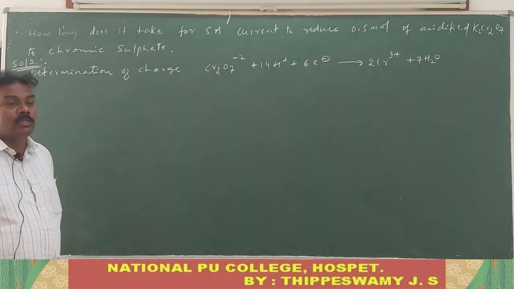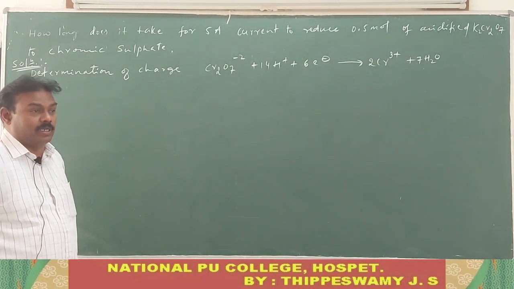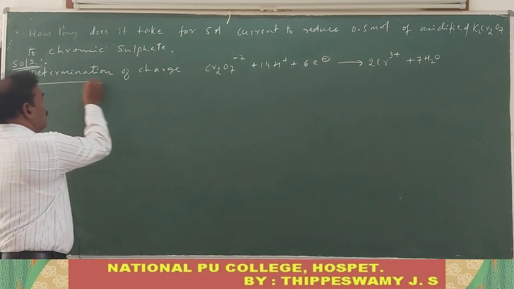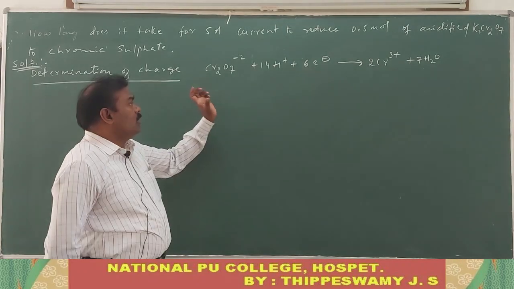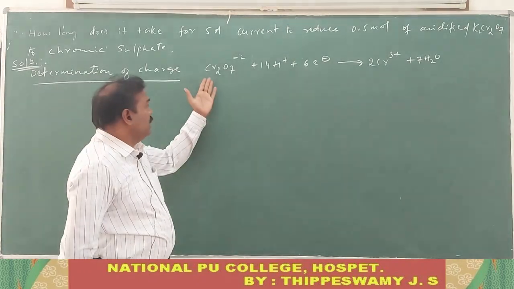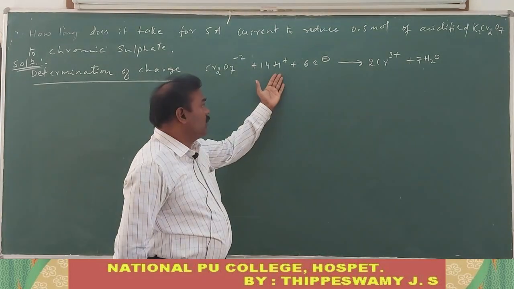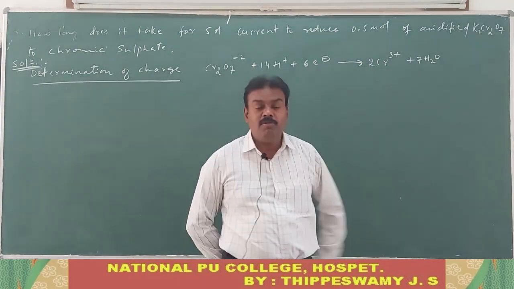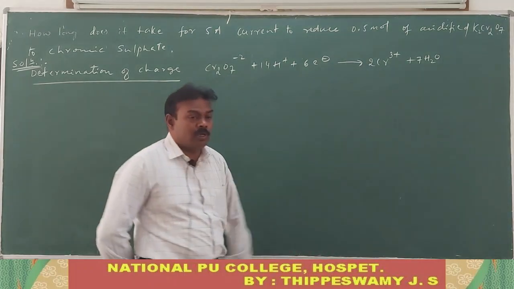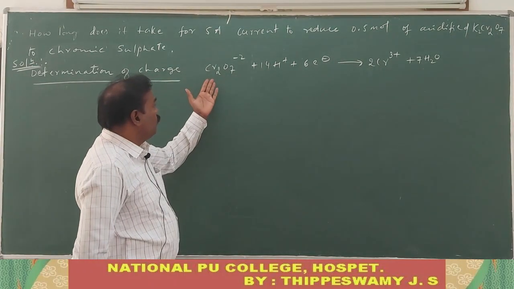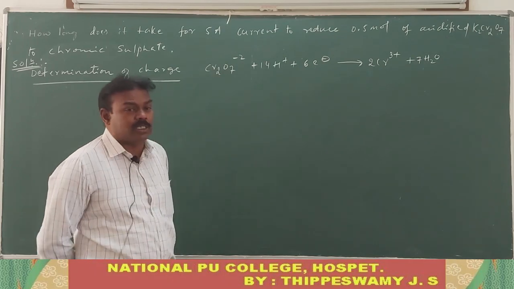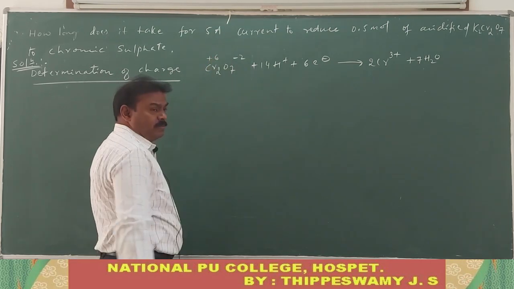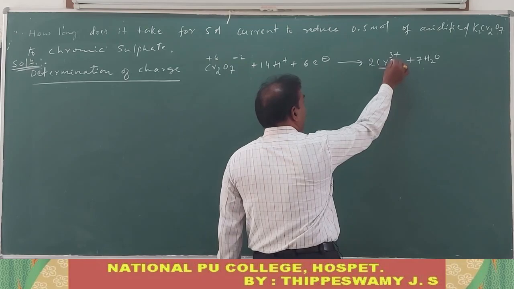Accordingly, we should know the equation first of all. You just see the ionic form, the determination of the charge. So how to find the determination of the charge? Cr2O7 2- plus 14H+ plus 6 electrons gives 2 Cr3+ plus 7 H2O. This is the reaction involved during the reduction of potassium dichromate into chromic sulfate. In potassium dichromate, the charge on chromium is plus 6. In chromic sulfate, the charge on chromium is plus 3.